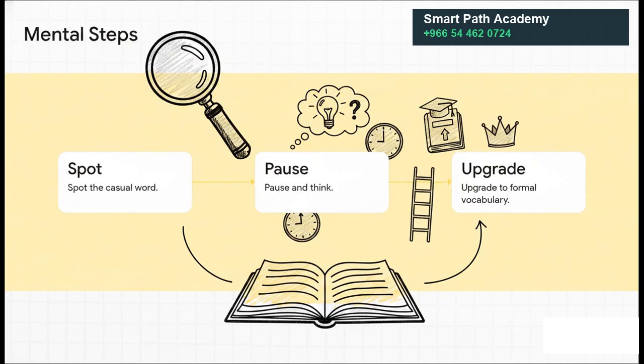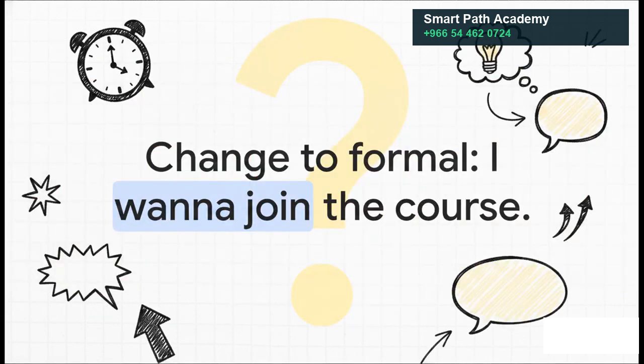Before we actually test your skills, let's walk through the exact mental steps you need to take during your exam to build an unbeatable strategy. Step 1. Spot the casual word. Catch yourself right before you write it down. Step 2. Pause and think. Remember, you are writing for an examiner, not your best friend. Step 3. Upgrade to formal vocabulary. Swap that casual word for its academic partner. Spot, pause, upgrade.